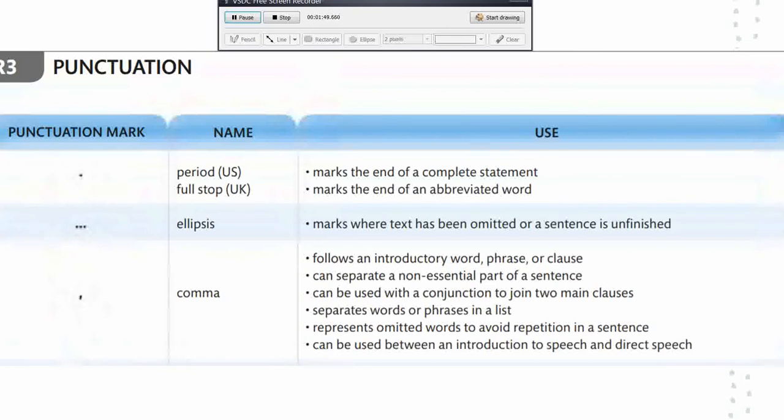It separates words or phrases in a list, and represents omitted words to avoid repetition in a sentence. It can be used between an introduction to speech and direct speech. So we have got quite a number of functions of a comma. Let us proceed.